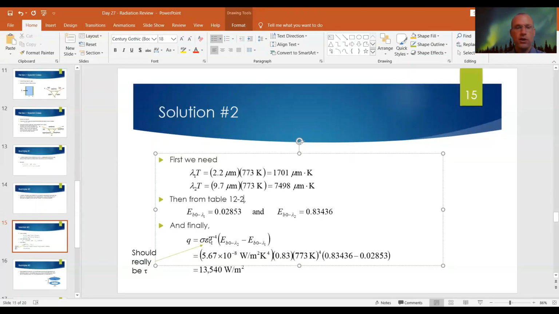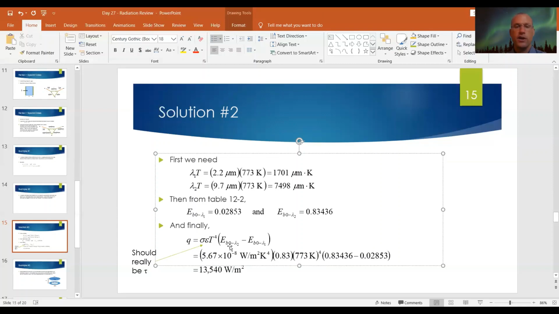I called this epsilon, but if you remember the wording of the question, it said how much do you expect to see coming through? And so coming through is the transmissivity. Even though I called it epsilon, really I should be calling it tau because that's what's coming through the emerald. And so I have sigma 5.67 times 10 to the negative 8 watts per meter squared Kelvin to the fourth, this transmissivity of 0.83, temperature 773 Kelvin to the fourth power.